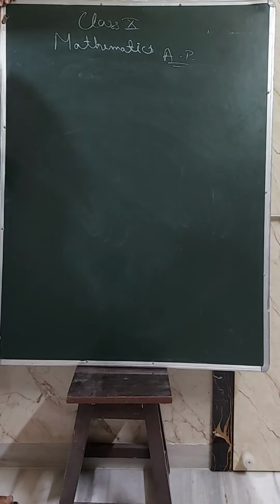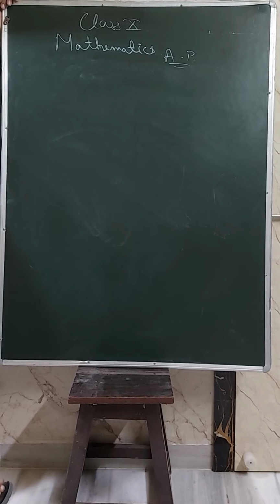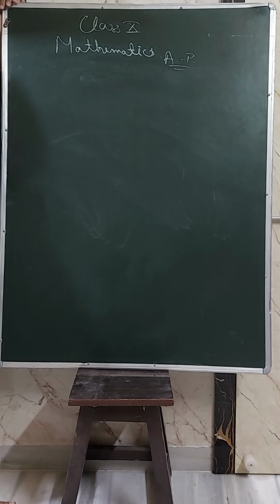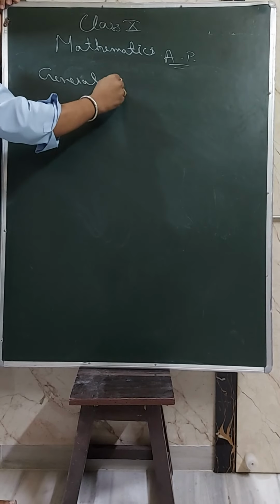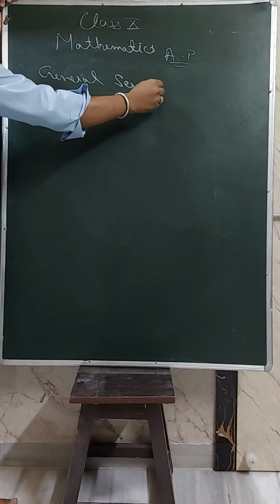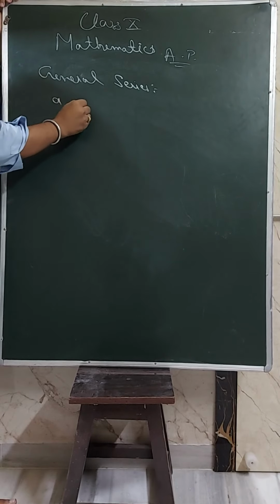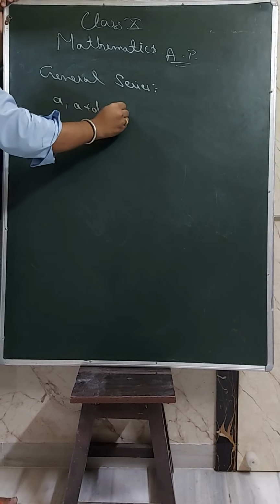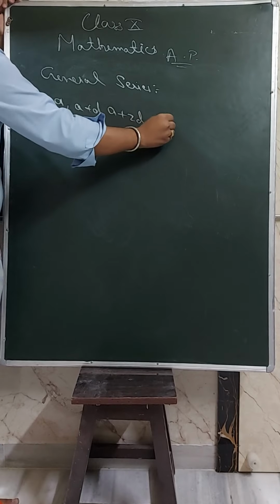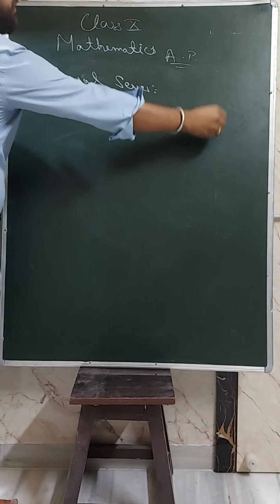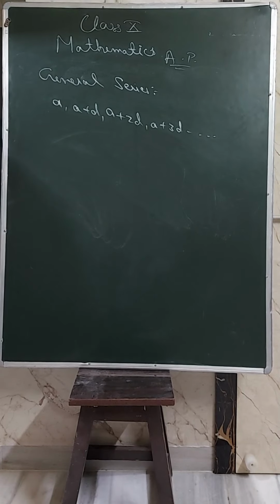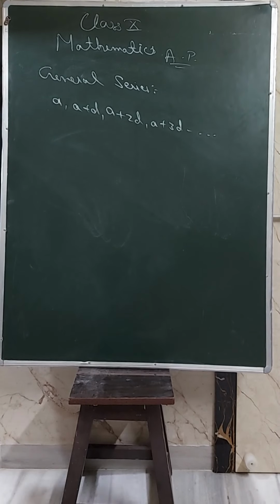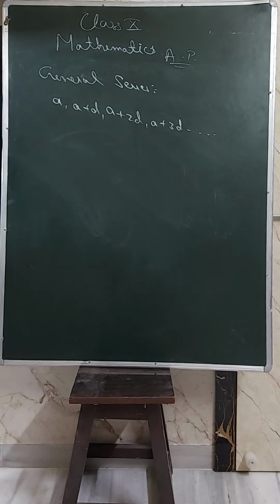One more thing is there. Suppose a general series is there. What is the general series of an AP? The general series is a, a plus d, a plus 2d, a plus 3d, and so on. So this is the general series of an AP. Whenever you have to find the AP, put the values here and you will get the AP.